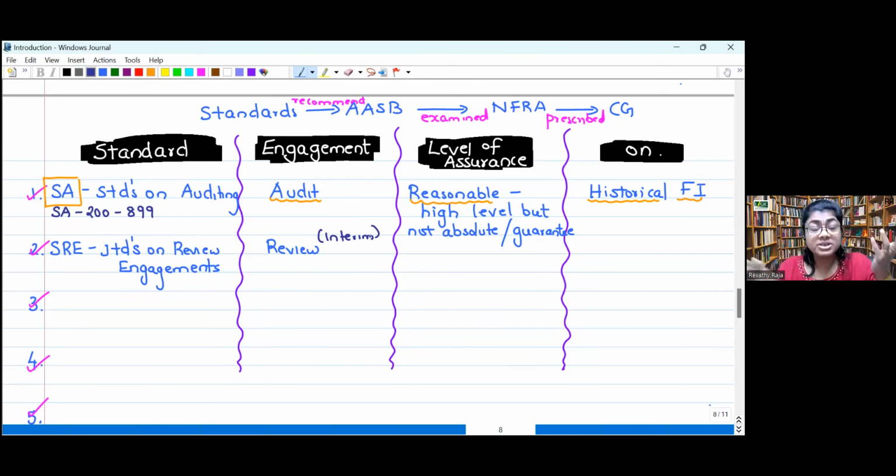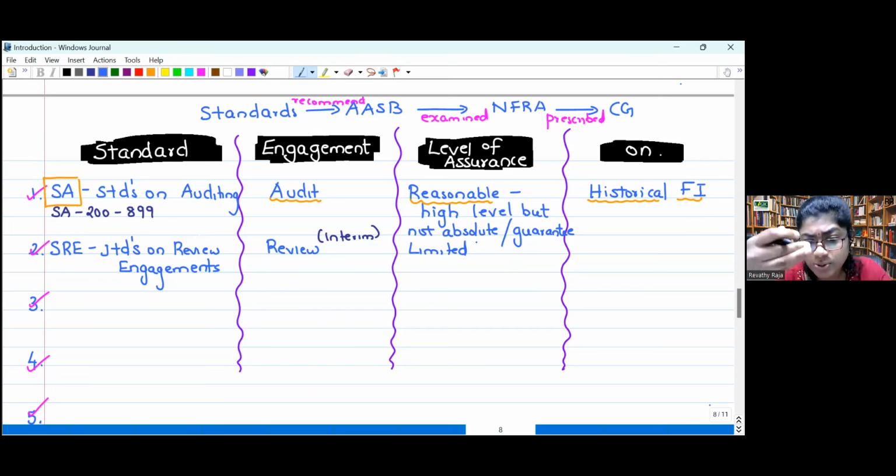For big companies, for listed companies, they have to file quarterly financials. Before filing these quarterly, interim financials, you do the review. Yearly is audit; for interim, it is review. In a review, can you give reasonable assurance? Because it is only one quarter, not one year, you can't give reasonable assurance, but you will give only limited assurance.